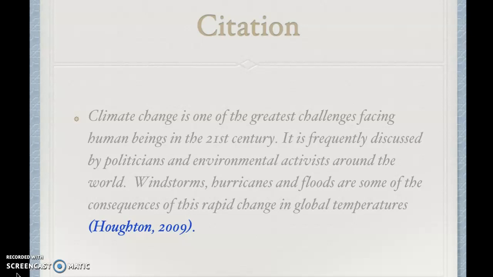I've got the first 2 sentences that I read before, and now I'm adding a sentence that says, windstorms, hurricanes, and floods are some of the consequences of this rapid change in global temperatures. I'm adding a parentheses to the end of my sentence. I've included the author's last name, Houghton, comma, and the year in which the book was published, which is 2009. This is called a parenthetical citation. I think it's pretty obvious why it's called parenthetical citation.